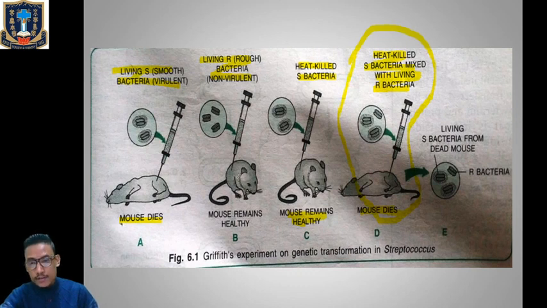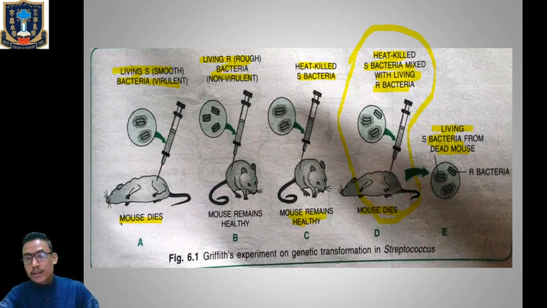virulent S strain, but which genetic material was responsible, it could not explain, because when Griffith isolated the bacteria from these dead mice, he mainly observed the presence of virulent S strain and the heat-killed S strains. Clear? So living S bacteria from dead mice was obtained. So how is this possible? How is the S strain bacteria, which is the virulent form, obtained from the body of the dead mice?